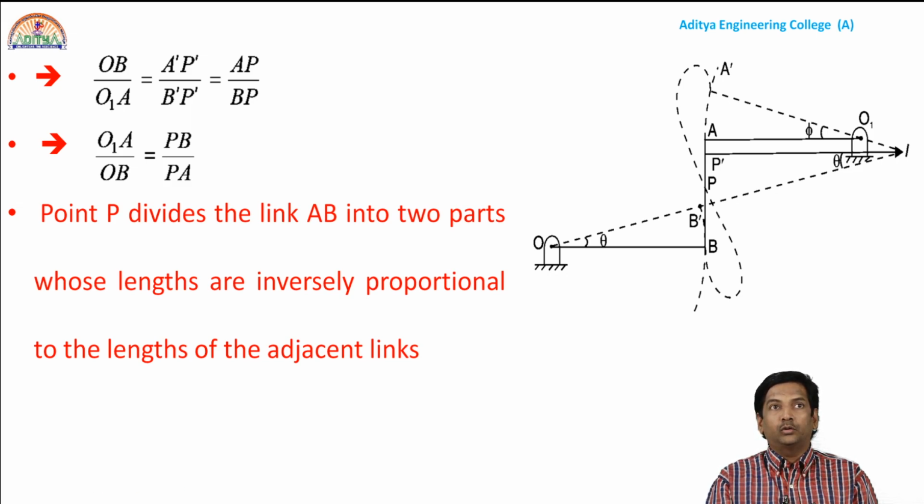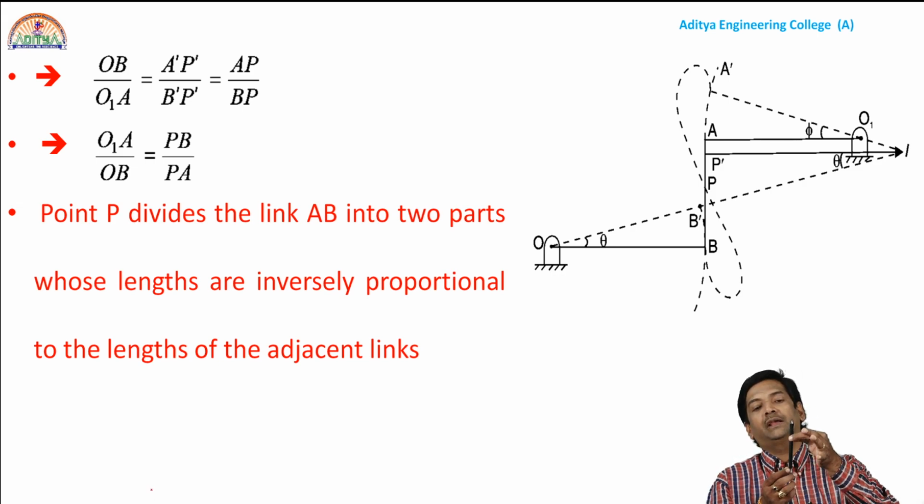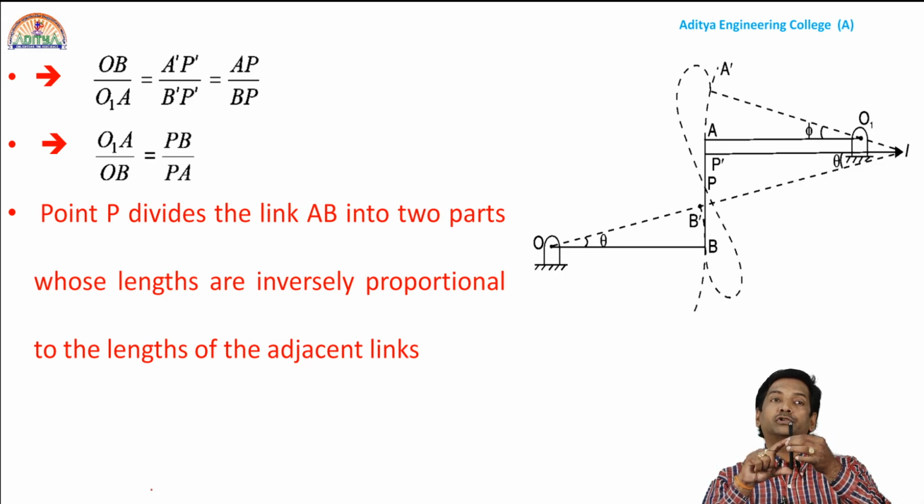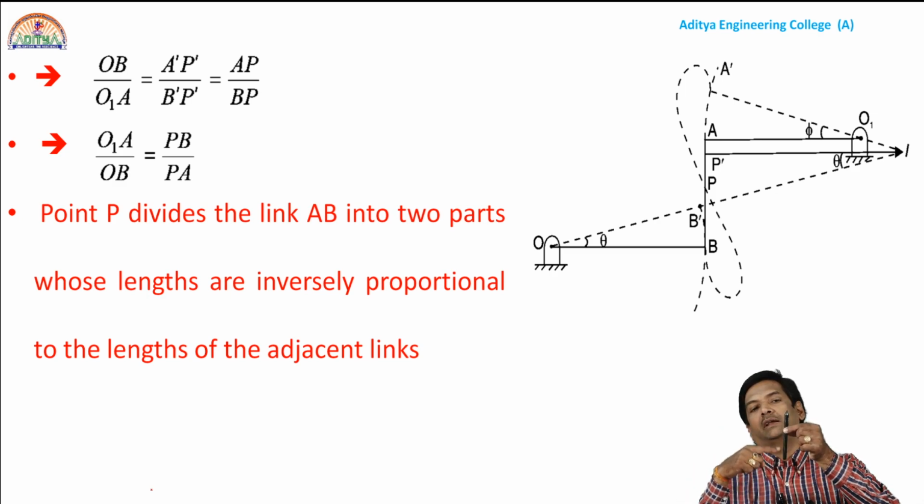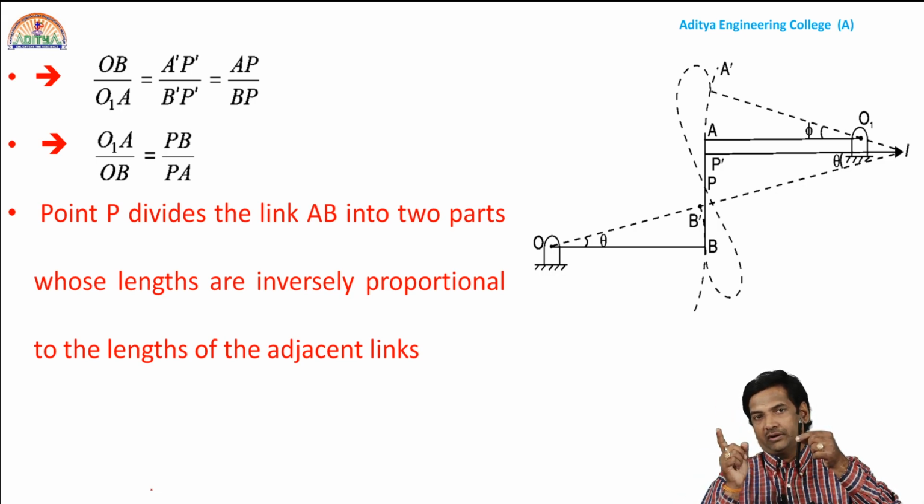Now, this will be equal to O1A divided by OB. In the reverse, it will be equal to PB by PA. That means P is dividing the link AB into two parts whose lengths are inversely proportional to the lengths of the adjacent links. Suppose this is P, this is A, this is B, and I am taking PB by PA. Whenever the numerator is PB, on the right hand side the numerator should be the link length for the corresponding portion.